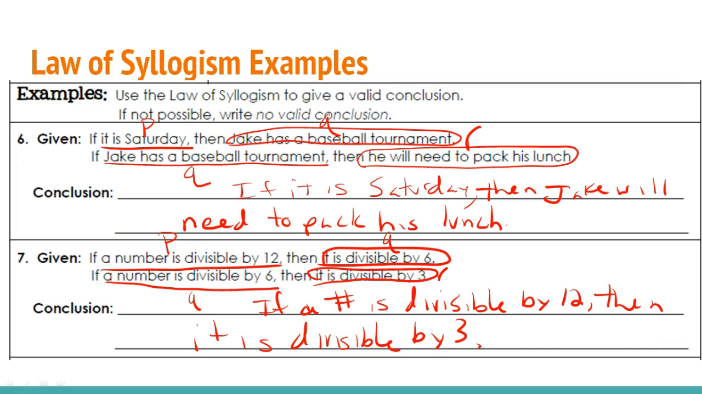So what I'd like you to do now, I'm going to finish up my video here. You've got 4 more examples to try before we come into class tomorrow. Just like with the law of detachment, with the law of syllogism, if there's not a valid conclusion, if we have if P then Q and then if R then Z, we don't have a valid conclusion. You would simply write no valid conclusion. So keep an eye on that. They're not always going to be true.